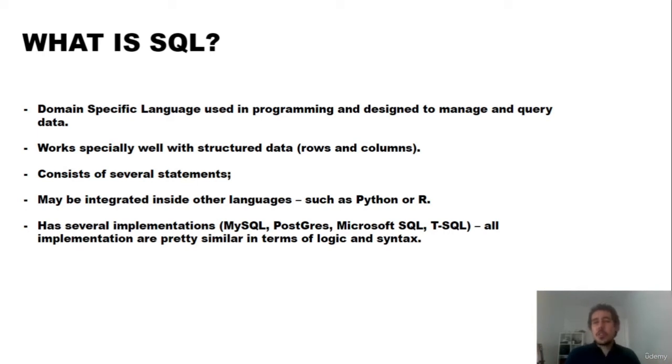If you learn, for example, as we are going to learn here, MySQL, you will be ready to jump to other implementations, because with a small Google search you can find the instruction or the parallel instruction that you know for these other implementations, and the logic is always the same basically.